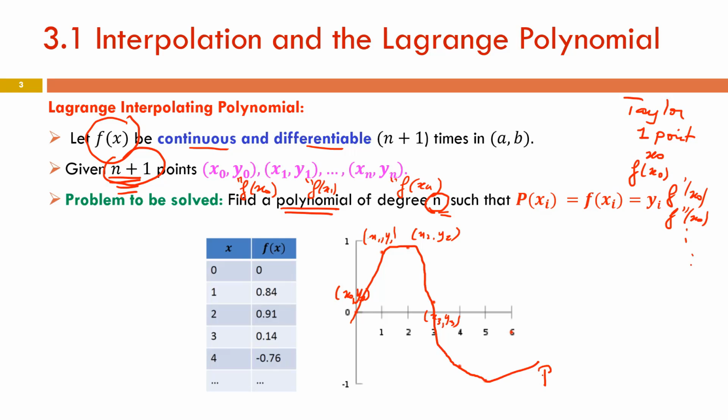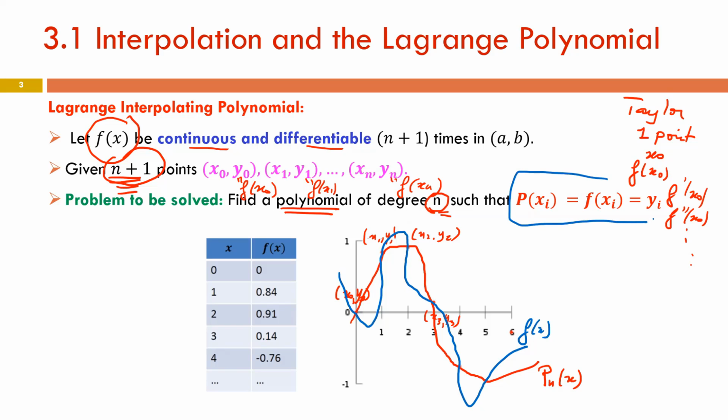This is the polynomial Pn of x. Of course, the function f is a bit different, but the function f will have the same values as this polynomial at these points. So this is the function f, and the information is that P and f coincide at these n plus 1 points x. And this polynomial will be an approximation of f.